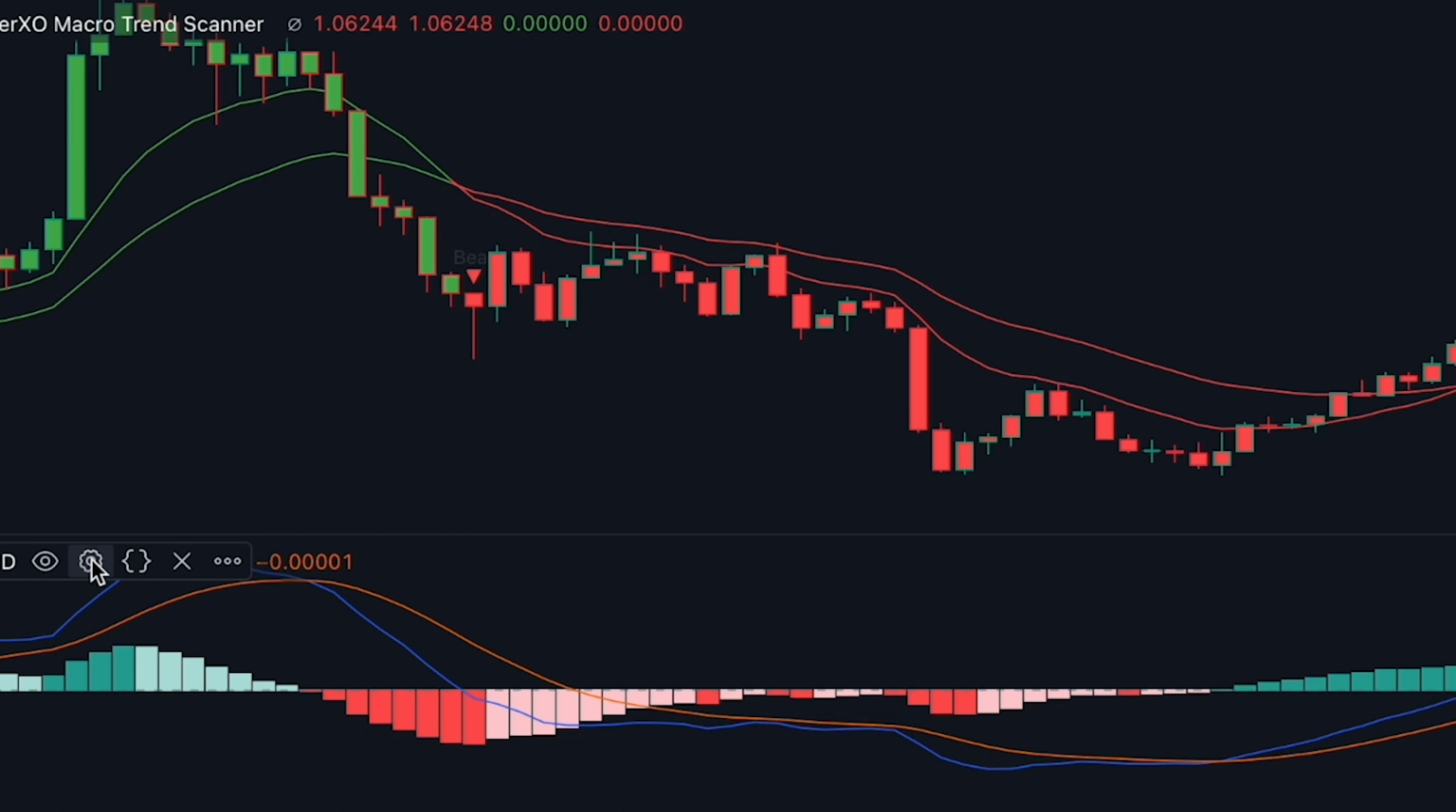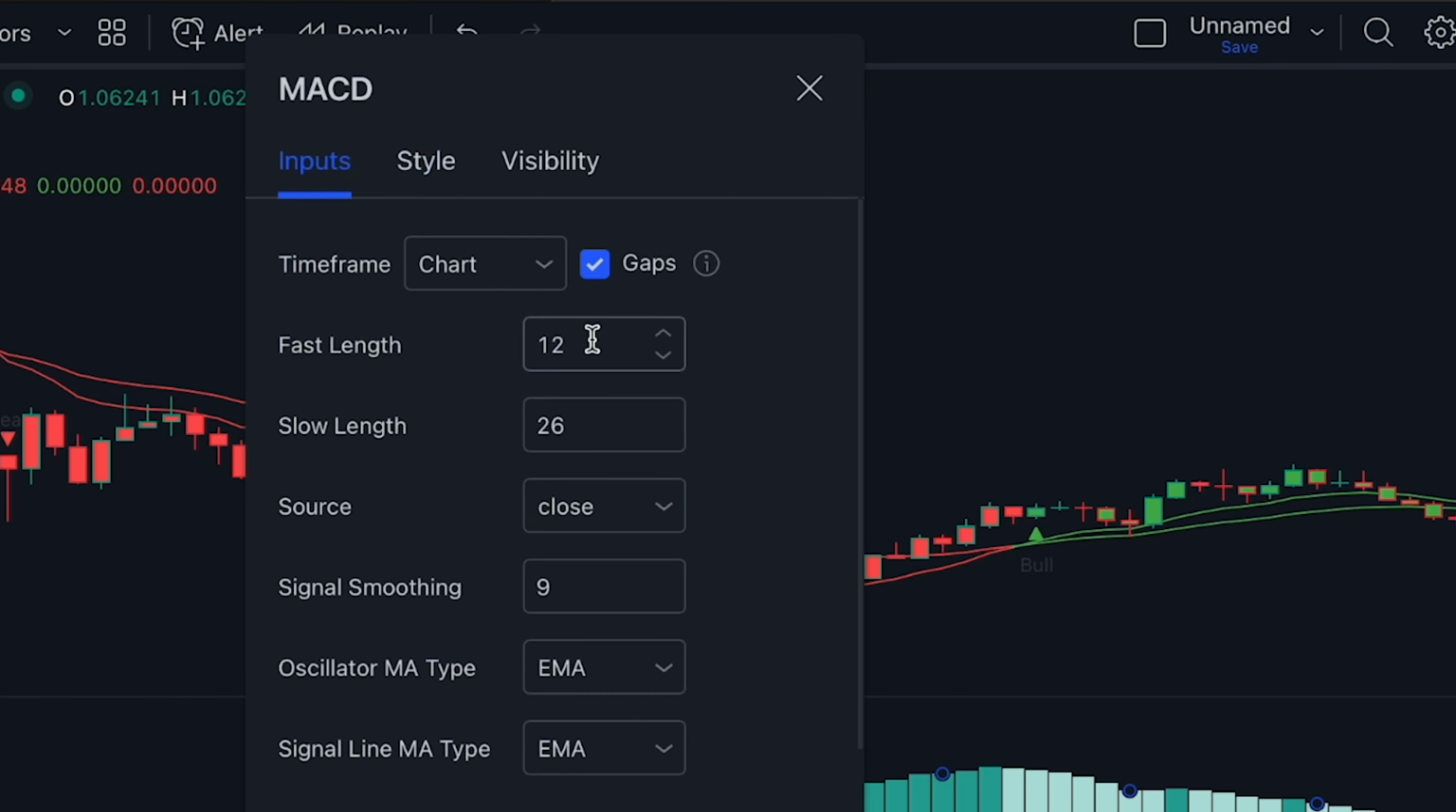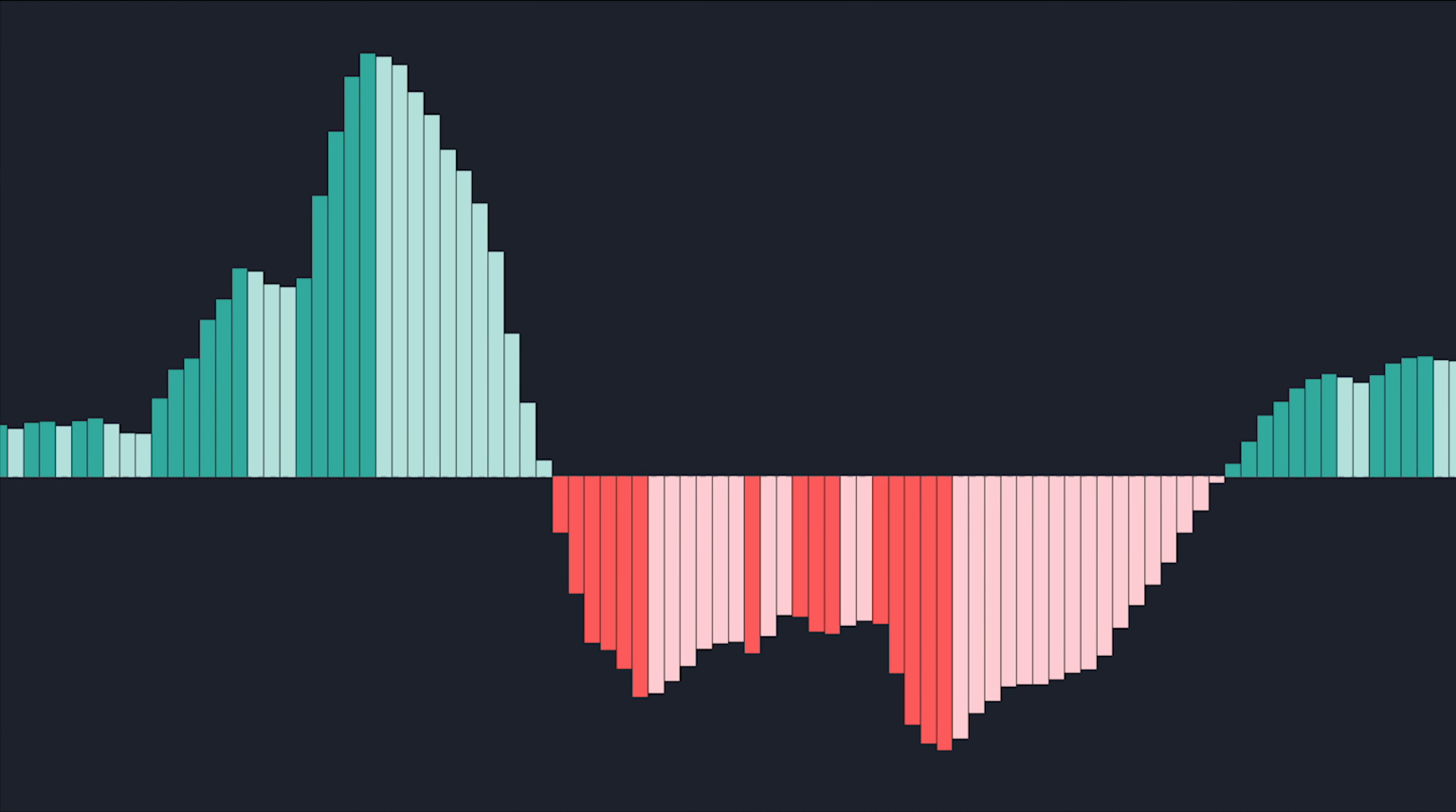First, in this Style tab, we disabled the MACD and the signal options because we do not need both of these in the strategy. Next, we move to the Input section, and from there, we change the fast length option to 26 and the slow length to 100. Now let's see how to use this MACD indicator. Here, the MACD histogram is below the 0 line. It means that we're currently in a downtrend, and we're allowed to enter only sell trades.